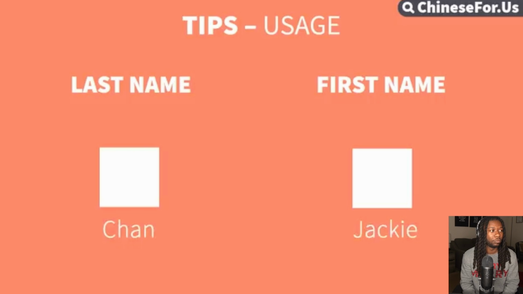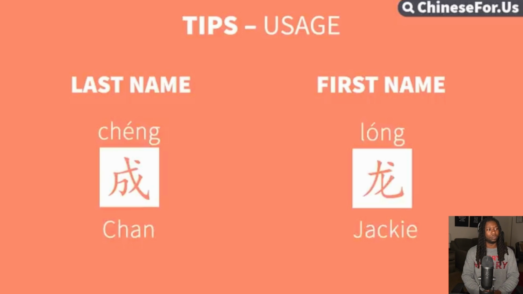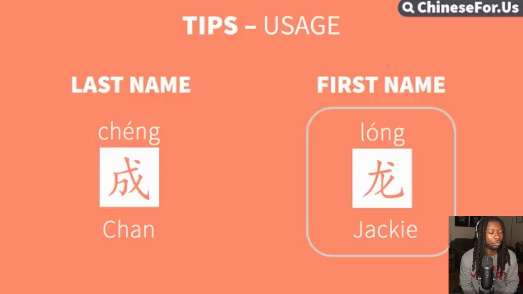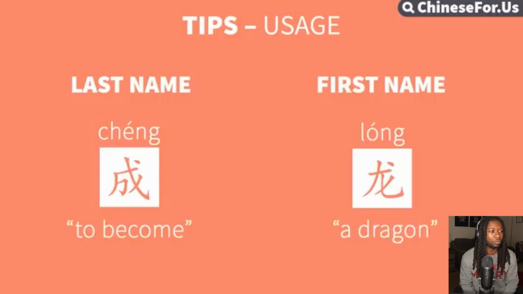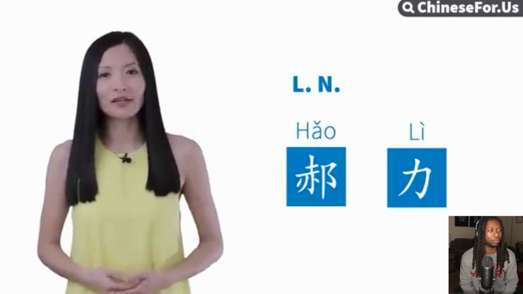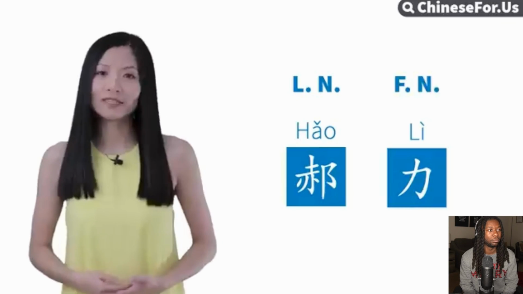And Jackie Chan's Chinese name is Cheng Long. His last name is Cheng, and his first name is Long. Literally, it means to become a dragon. And my name is Hao Li. Hao is my last name, and Li is my first name.